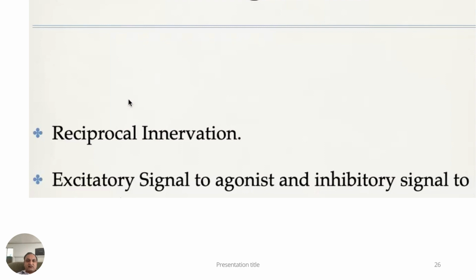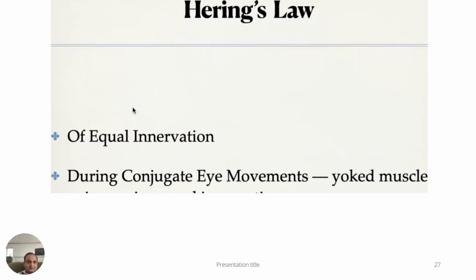There is the law of reciprocal innervation, Sherrington's law of reciprocal innervation. It says there is an excitatory signal to the agonist and an inhibitory signal to the antagonist group of muscle. So if the lateral rectus of the left eye is stimulated, it has to get an inhibitory response to the medial rectus of the left eye. Similarly, if there is excitation of the right medial rectus, it should get inhibition of the left lateral rectus.